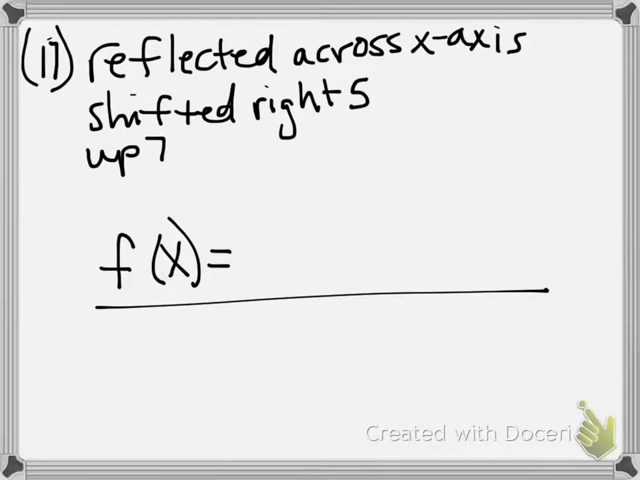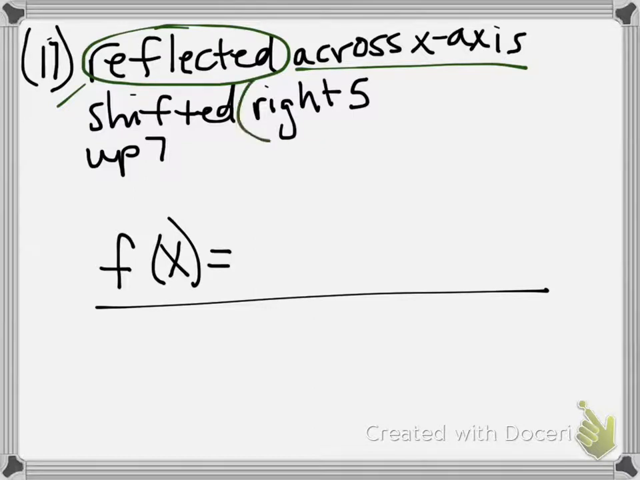Okay, number 17, 18, and 19. I think I've got number 20 on here, but for 17, 18, and 19, you have words that you're going to write into an equation. Reflected means I'm going to have a negative slope across the x-axis, which is typically how it is. It's shifted right 5 places. Remember, anything right or left goes inside parentheses. Right is going to be negative because anything in the parentheses is opposite of what you expect it to be. So right 5 is going to be negative 5.